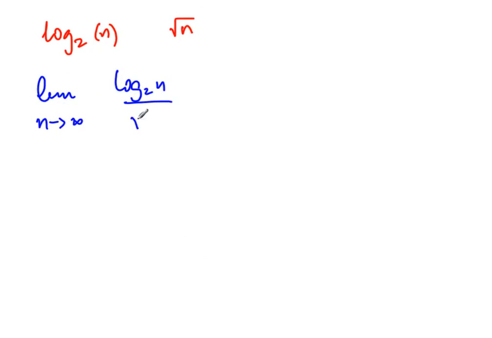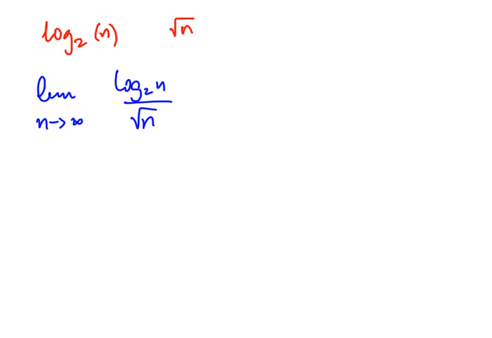So let's look at another example. Supposing we want to compare log of n and square root of n. Now we take this limit again as n tends to infinity of log of n divided by square root of n.